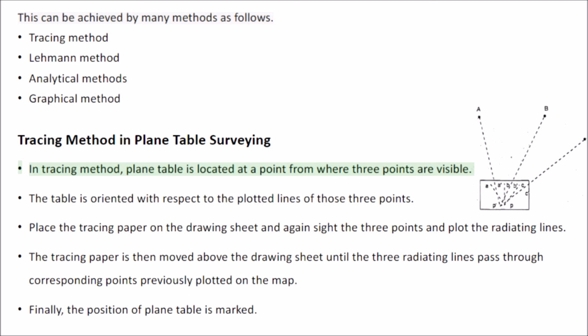Tracing method in plane table surveying. In the tracing method, the plane table is located at a point from where 3 points are visible. The table is oriented with respect to the plotted lines of those 3 points. Place the tracing paper on the drawing sheet and again sight the 3 points and plot the radiating lines. The tracing paper is then moved above the drawing sheet until the 3 radiating lines pass through the corresponding points previously plotted on the map. Finally, the position of the plane table is marked.